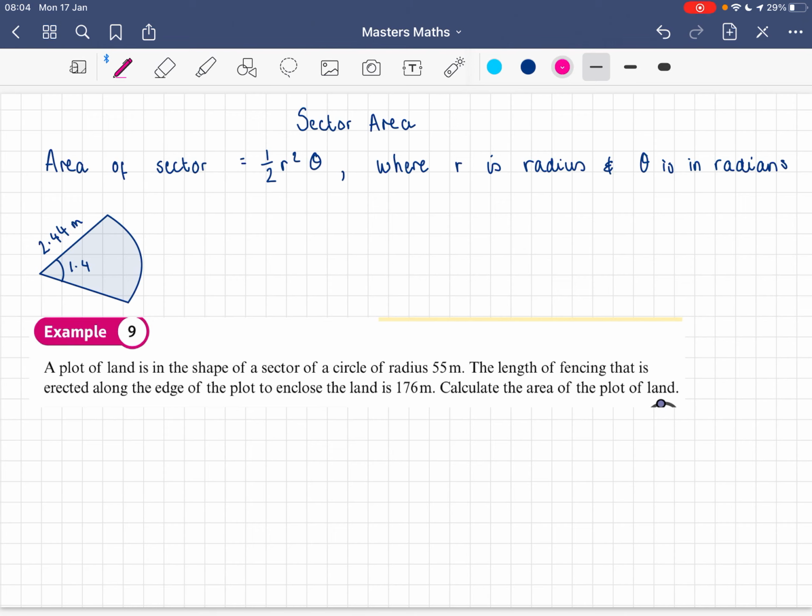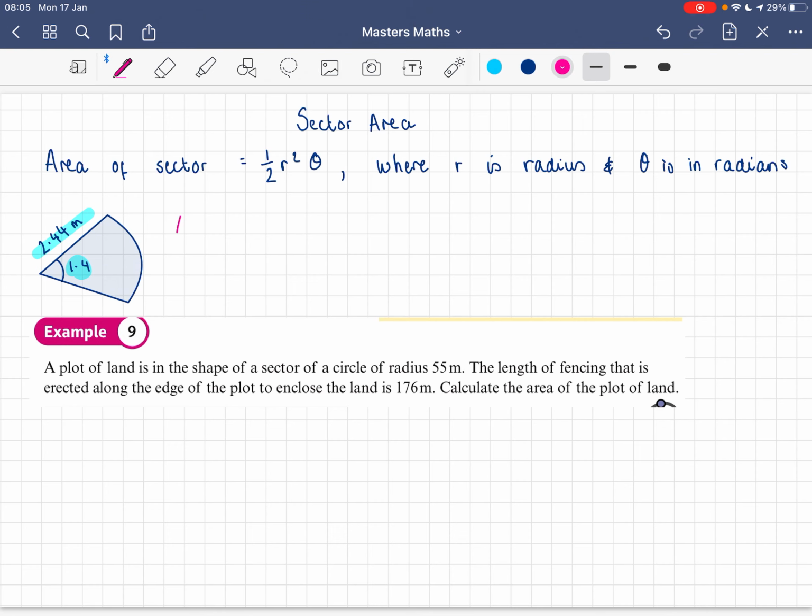So a really quick example, using the formula on a real basic example. You've got a sector there. Remember, a sector is like a pizza slice. It's like you sliced up your circle, and you have a part of it. We're trying to find the area of this sector, which has a radius of 2.44 and an angle of 1.4 radians. Remember, if there's no unit there and it's an angle, it probably means it's radians.